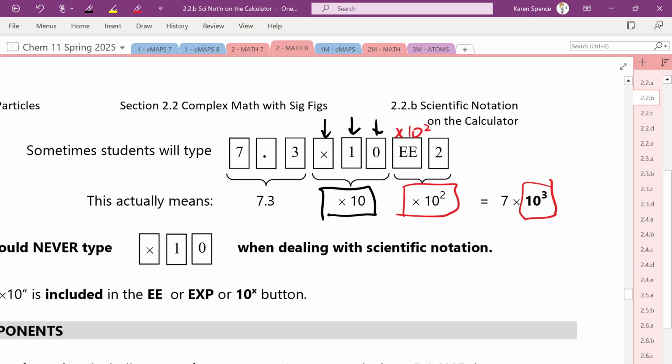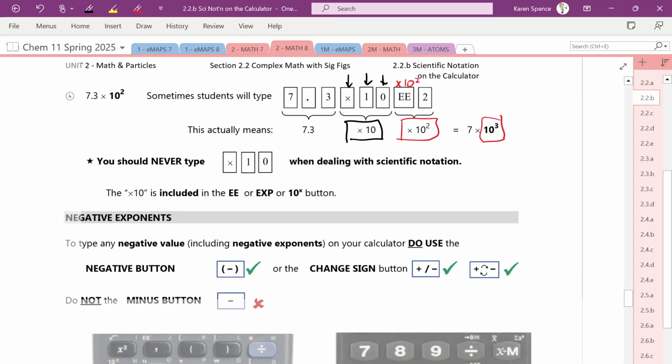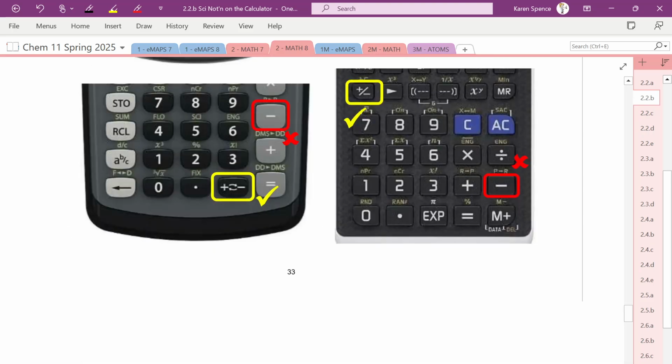Remember, when you're writing scientific notation, you should never touch the times button. Never multiply when you're writing scientific notation. Like if you want to multiply something in scientific notation by something else, then you can use the times button. Okay? This just tells you about the change sign button.